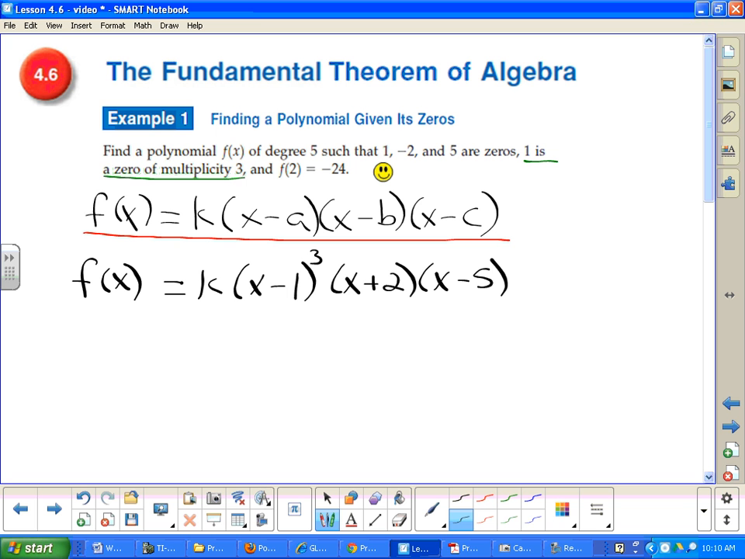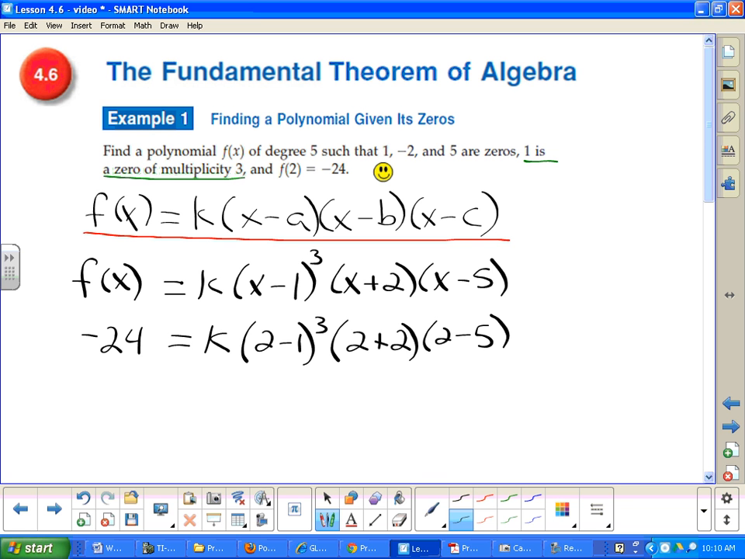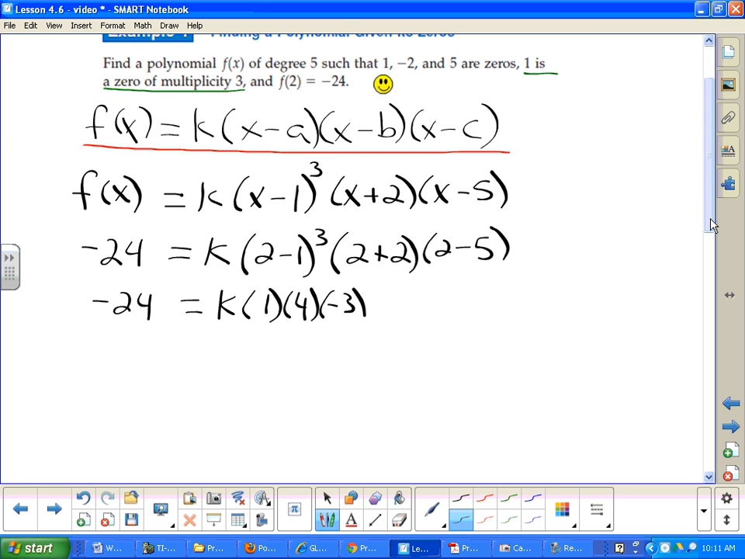And to find the value of k, we're going to put in negative 24 for f of x, and we're going to put 2 in here for x. So when I solve this then, we get negative 24 equals k times, let's see, 1 cubed is 1, times 4 times negative 3. So negative 24 is equal to negative 12k. When I divide, we get k equals 2.